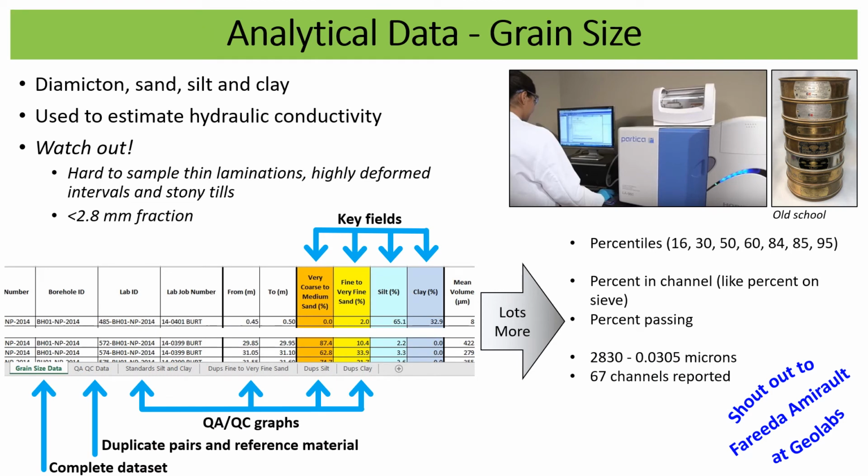A huge number of grain size analyses were done on diamicton, sand, silt, and clayey sediments. The main spreadsheet is enormous, and there's been a bit of confusion in the past. The first few columns show the borehole, sample number, and sample depth. This is followed by percentage of coarse sand, fine sand, silt, and clay. Next are percentile data that can be used to calculate mean, standard deviation, and skewness. And finally, detailed outputs from the grain size analysis are presented as a percent in channel, which is like the old school percent on a sieve, as well as percent passing. These data can be used to draw grain size envelopes and estimate K values.